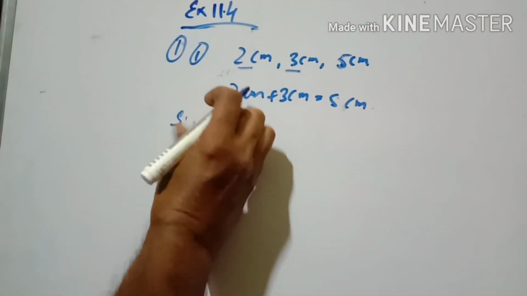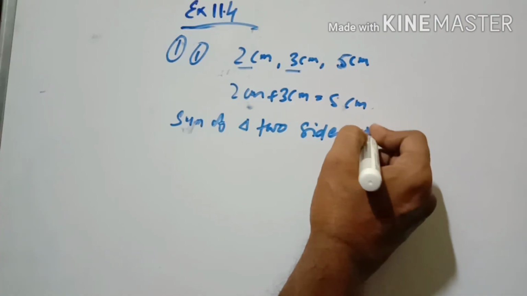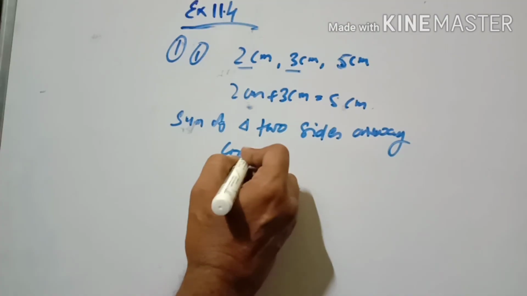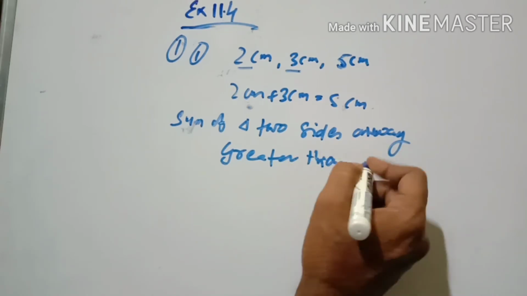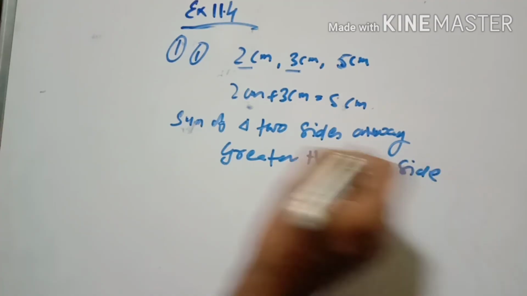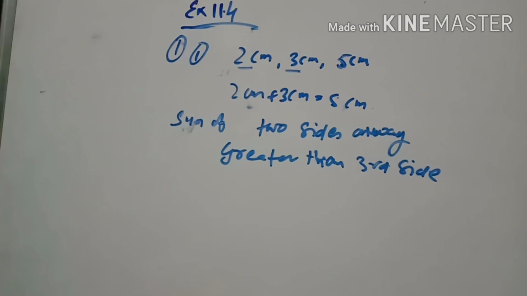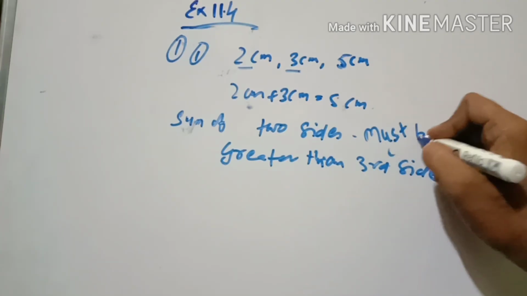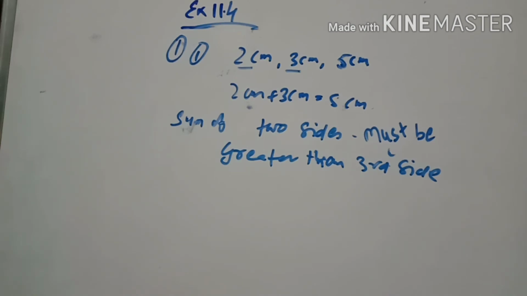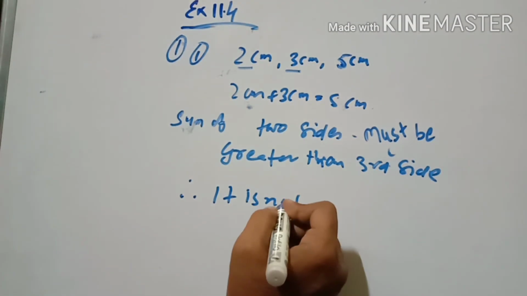Sum of the two sides must always be greater than the third side to form a triangle. Therefore it is not possible.